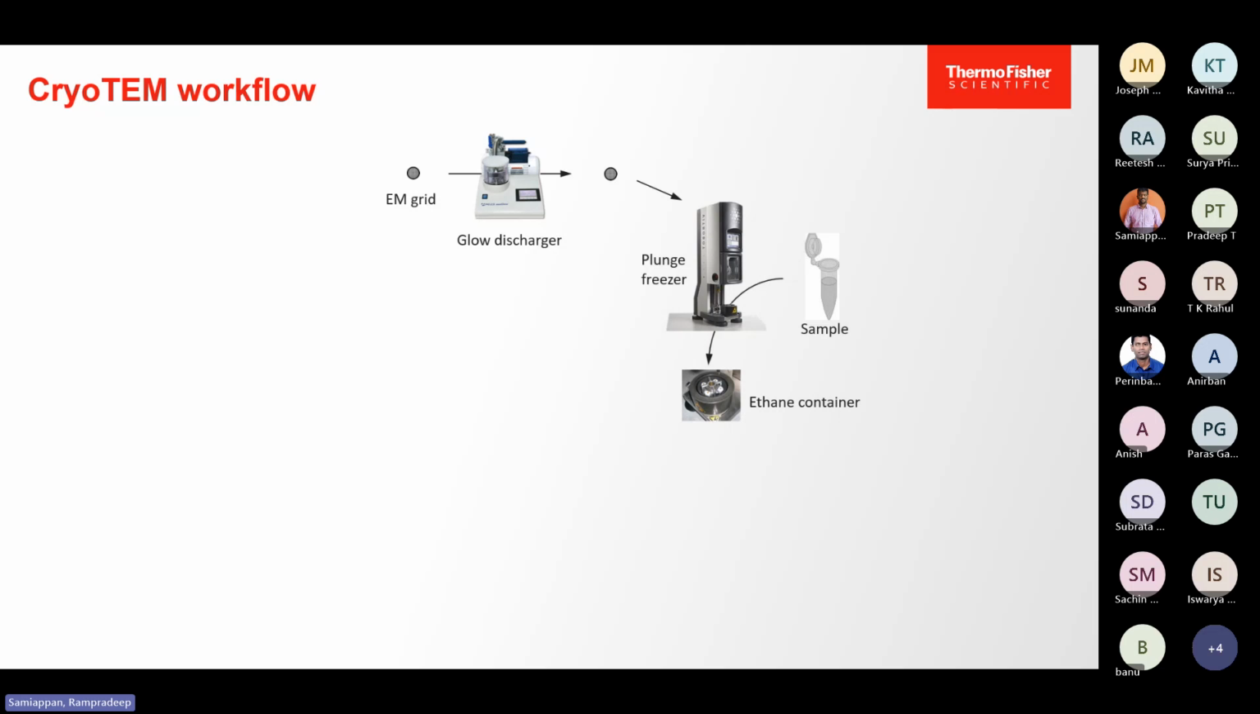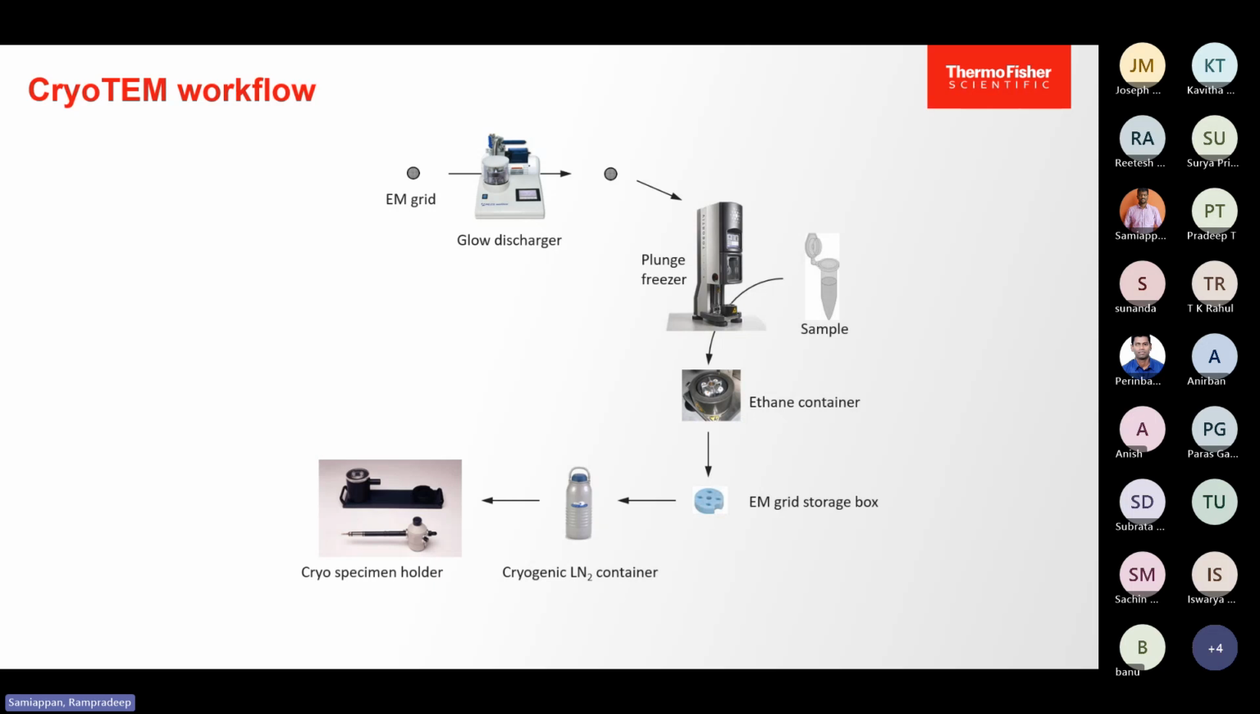Usually for virus samples, 16 degrees works fine. For protein samples, probably 4 to 6 degrees works fine. And once the vitrification process is over, the sample is stored in the grid box. And if it is shipped, then it's in a cryogenic container, and it's quickly transferred to the cryospecimen holder, then to the microscope for the data collection.